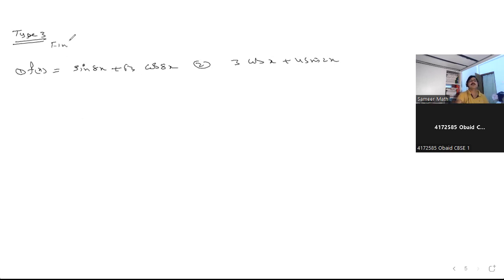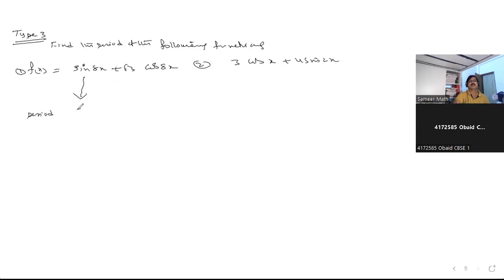Find the period of the following function. Same story. Now what you have to do, you need not worry whatever the operation is between these two, whether it is plus or minus. You just take down this and find the period. What is the period of this?